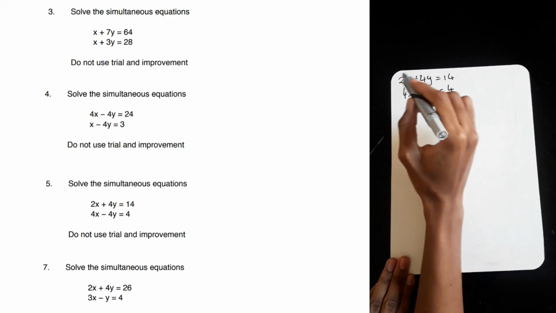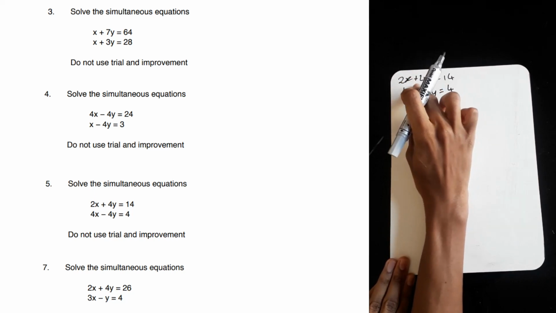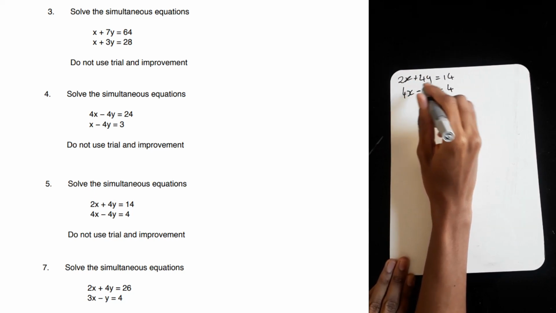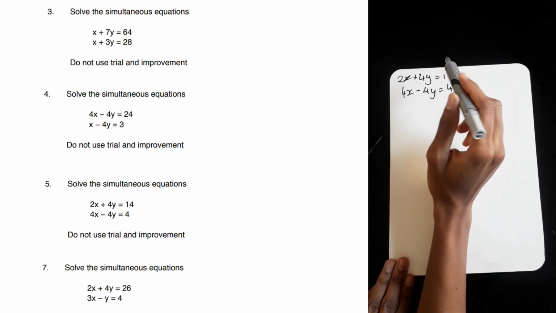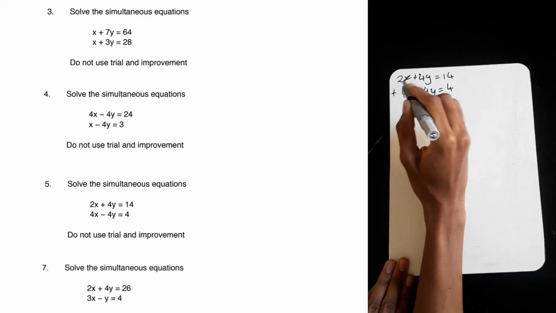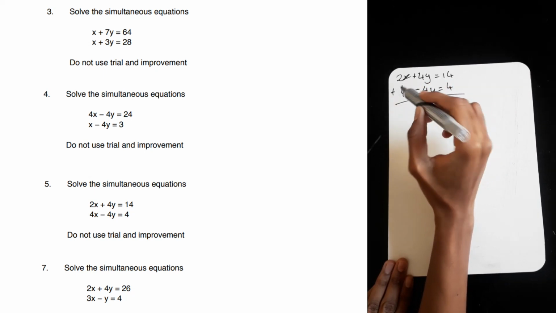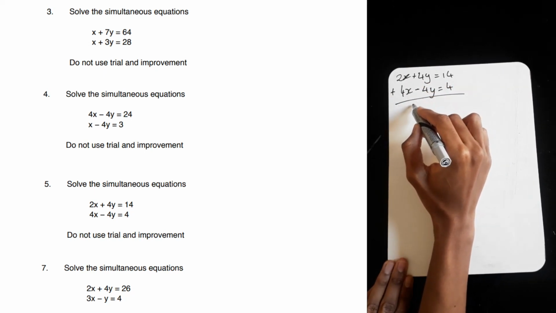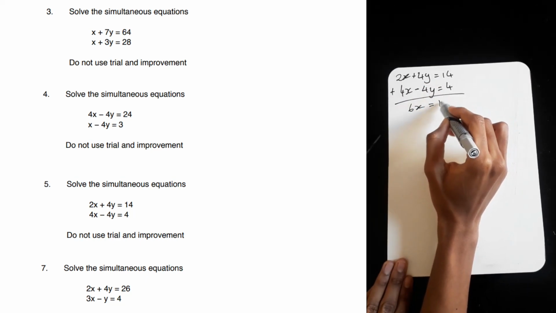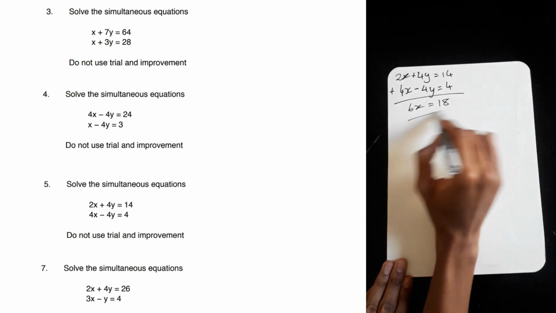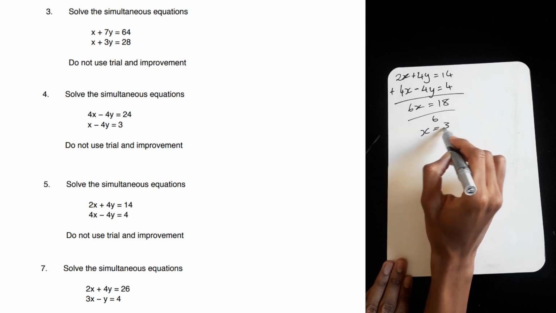Because the y's are the same, we're just going to... No, this is a minus, actually. Yeah, like I was saying, because the y's are the same, that's what we're going to eliminate. And looking at the signs, we're going to add, which is the first step. So 2x plus 4x is 6x, which equals 18. And then divide this by 6. So x equals 3.